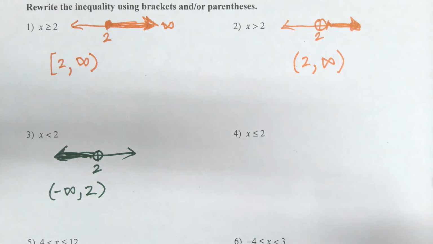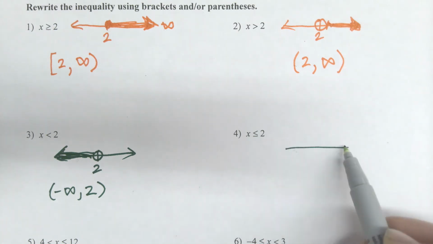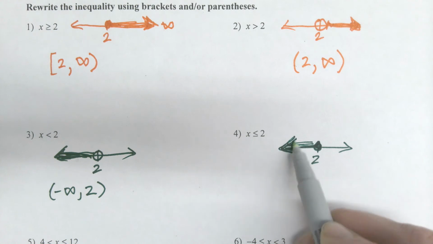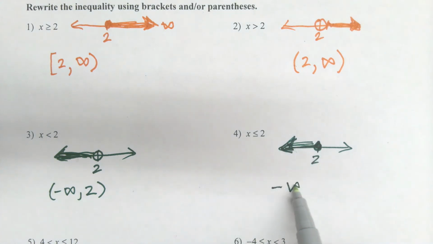And if it's less than or equal to, I think by now you can probably envision what's happening here. This is going to be a closed circle and shaded to the left. Again, if I'm rewriting that, that's negative infinity to 2, but this time I include 2.